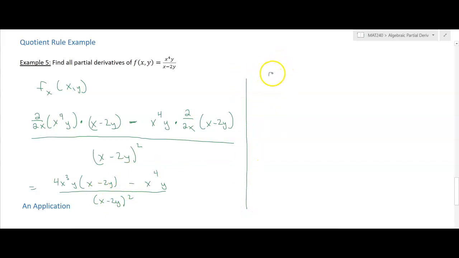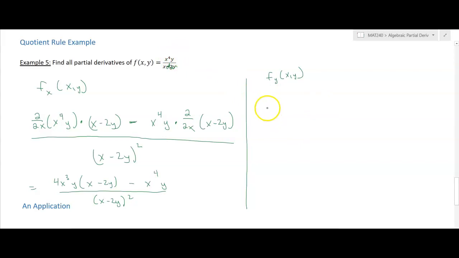Now to get the second partial, with respect to y, we'll apply the same principles. Again, we see that there's a y in the numerator and denominator. If there wasn't a y in the denominator, let's just say it was just x to the fourth y over x, well, first of all, you could cancel out one of those x's, but secondly, the derivative with respect to y would not require the quotient rule, because the quotient rule is only used when the variable you're differentiating with respect to is found in both the numerator and the denominator.